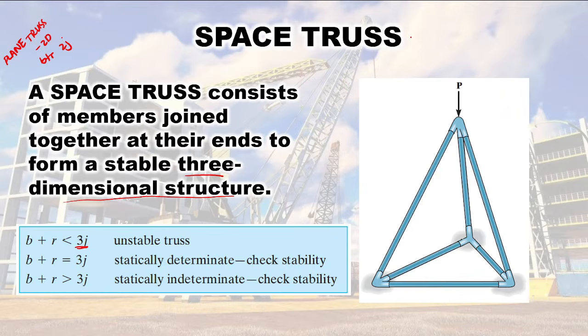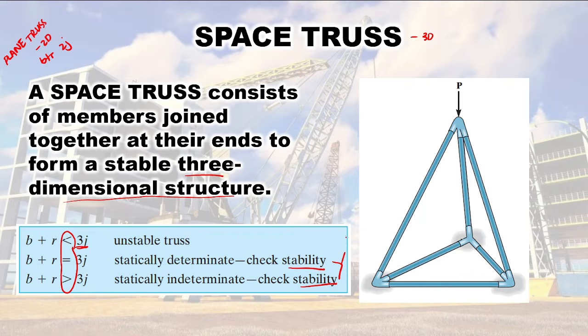But space truss, it is what? Three-dimensional. So, our equation here, b plus r, then 3j, kasi three-dimensional siya. Okay? Same principle po regarding here. If it is less than, unstable truss. If it is equal, statically determinate. And if it is greater than, statically indeterminate. But you also have to check the stability.